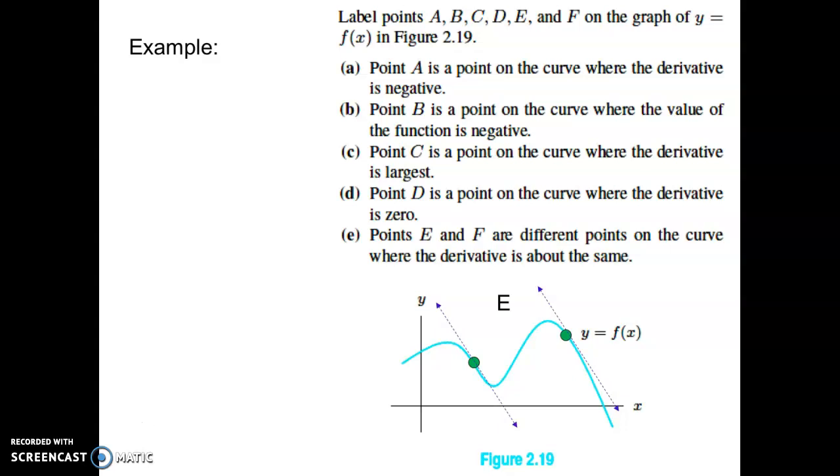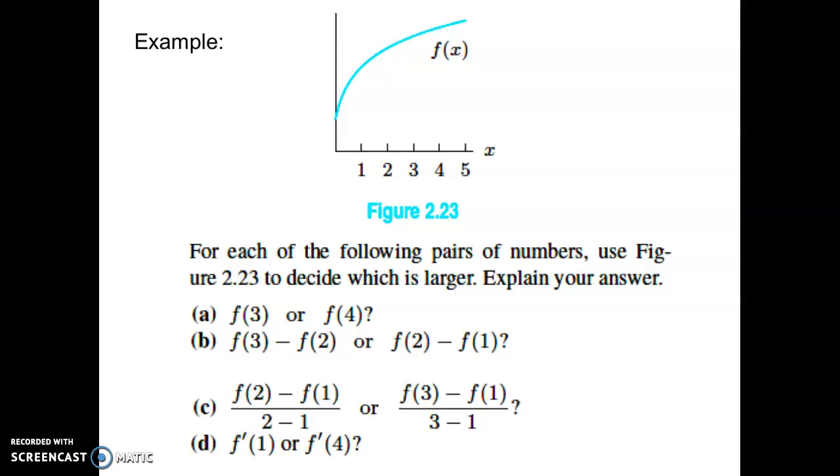Here's another example that we're going to look at. It says in figure 2.23, for each of the following pairs of numbers, use figure 2.23 to decide which is larger, and then explain your answer. All right, so first, let's look at A. It says, which is larger, f of 3 or f of 4?